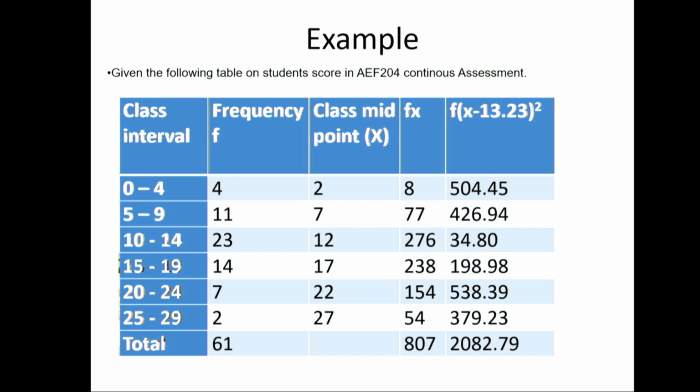So we need the midpoint. That is 0 plus 4 divided by 2, 5 plus 9 divided by 2, and so on. That is how to obtain the midpoint, which is the class mark. Then the fs, for us to obtain the mean. The total fs is 807, the total frequency 61. Then the f into s minus mean all square, that is f into s minus 13.23 square. The total for that one is 2082.79.